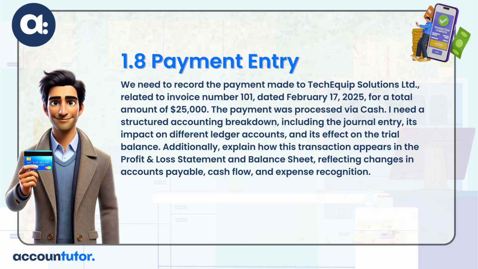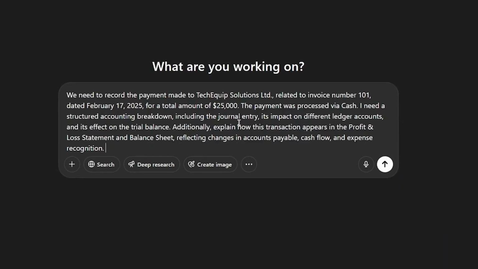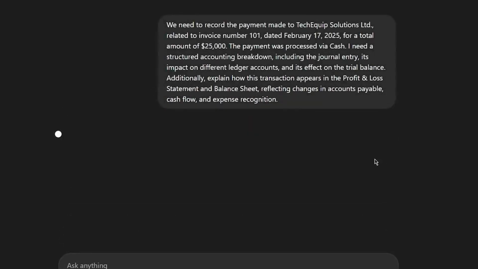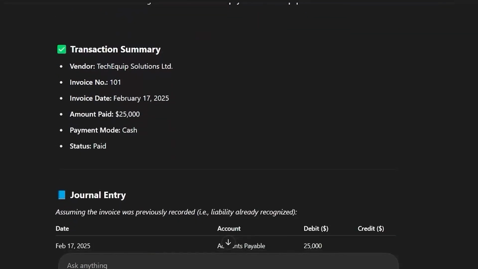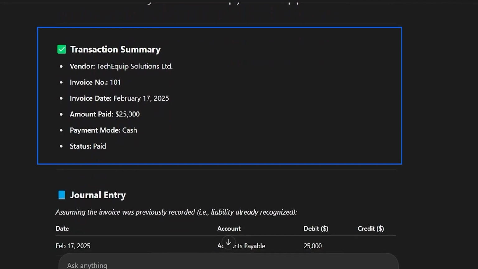In this prompt, we have added all the required information on the blank parts from the cash receipt, like receiver name, amounts, and payment method. In response to the prompt about recording a payment to TechEquip Solutions Limited, ChatGPT provides a structured breakdown that reflects proper accounting treatment when settling a previously recorded invoice. The transaction involves a $25,000 cash payment made on February 17th, 2025 to settle invoice number 101. ChatGPT clarifies that since the liability was already recorded earlier when the invoice was received, this payment only impacts the cash and liability accounts, not the profit and loss statement.